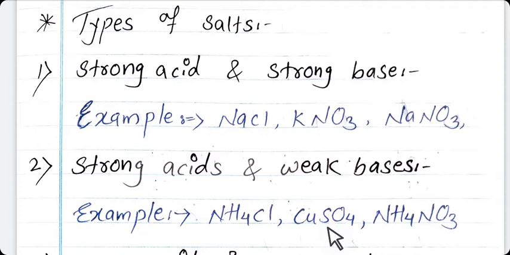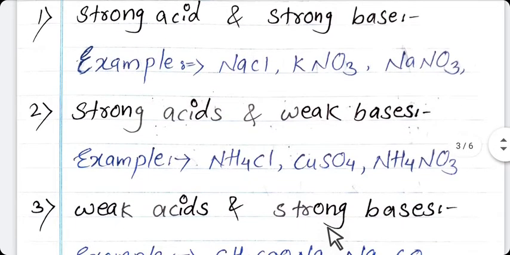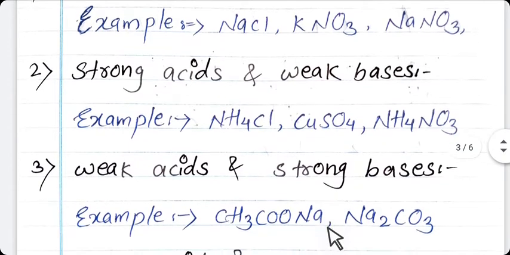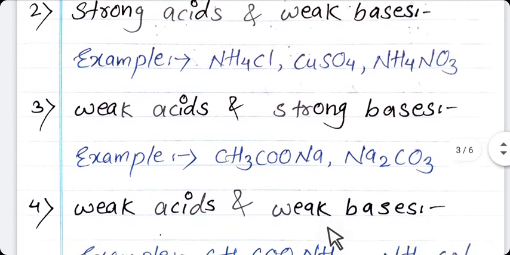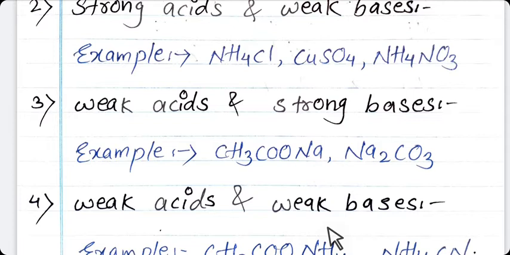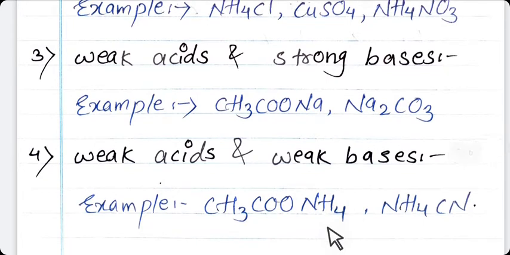The third type of salt is the salt which is derived from weak acid and strong base, and the examples are sodium acetate, sodium carbonate, etc. The fourth type of salt is the salt which is derived from weak acid and weak base, and the examples are ammonium acetate, ammonium cyanide, etc. So there are four types of salt: one derived from strong acid and strong base, second from strong acid and weak base, third from weak acid and strong base, and the fourth from weak acid and weak base.